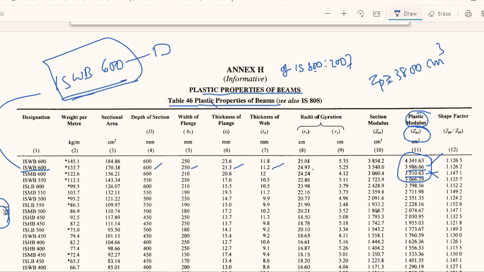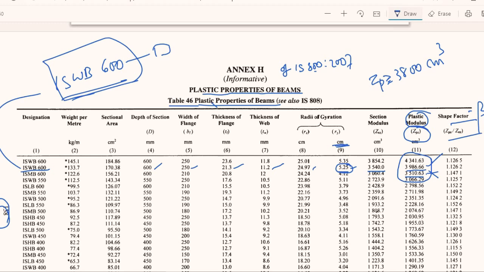Radius of gyration, about Z and about Y. Of course, this is in centimeter, remember that. And in the calculation of slenderness ratio, you have to put the least value, that is 5.25 centimeter. And the section modulus also, Ze, elastic section modulus 3540.0 centimeter cube, and this is the shape factor, which is beta.